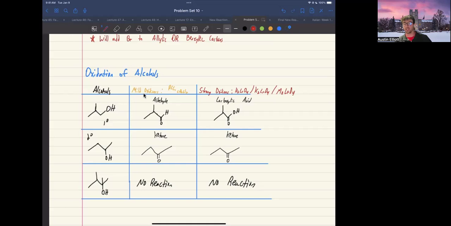So just be looking out. If you see that CrO4, that's a good sign that it's a strong oxidizer. So look for that, and then just basically memorize the chart.